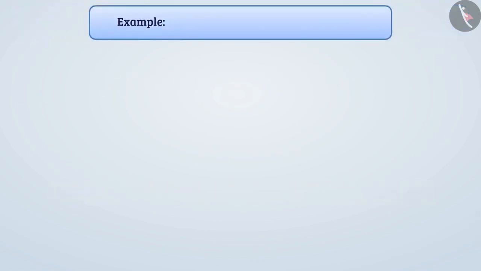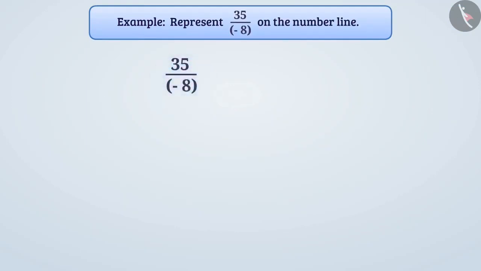Next example, represent 35 by minus 8 on the number line. If the denominator of a rational number is negative, first we make it positive. For this, we multiply both the numerator and denominator by minus 1 so that there is no change in the value of the number. This will give us the rational number minus 35 by 8.